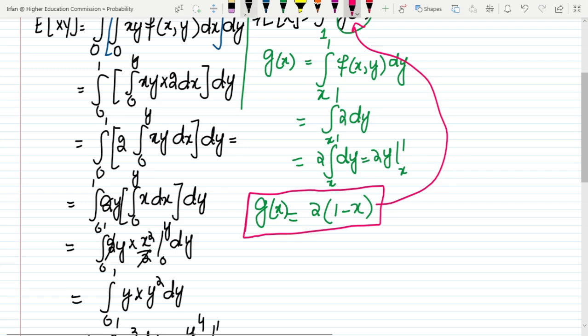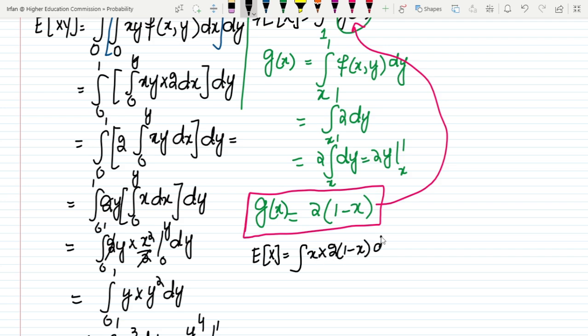So in order to put it here, we will get the expected value of x would become the integral of x multiplied by 2(1 minus x) with respect to dx. In order to write the limits here, what do we have to do? Here we can see that the overall limit for the functions is from 0 to 1. So therefore x will be from 0 to 1.